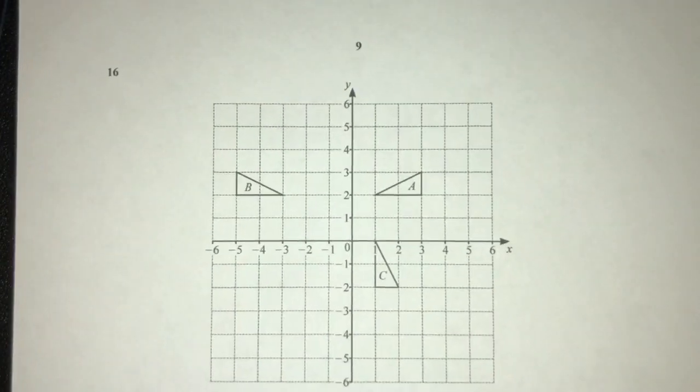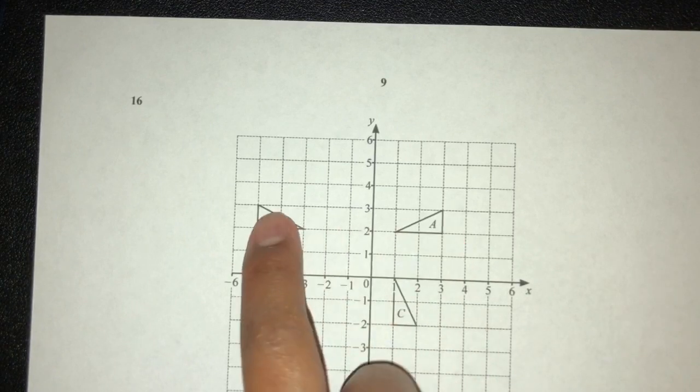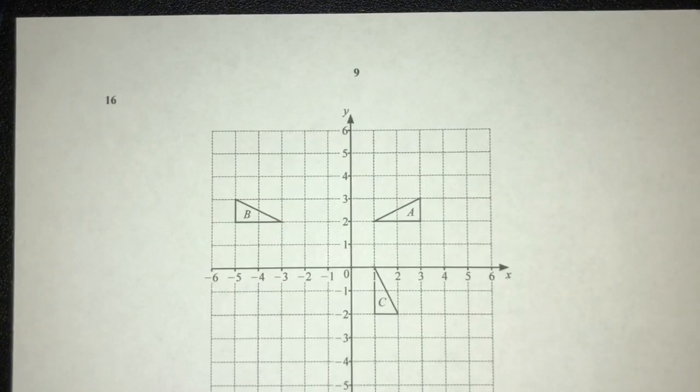Let's move on to question number 60. So here it seems we have a transformation question. Triangles A, B, C are drawn on the grid. Part 1: describe fully the single transformation that maps A onto B. So A onto B, by observation or by elimination, you can see that has to be what? Has to be a reflection.